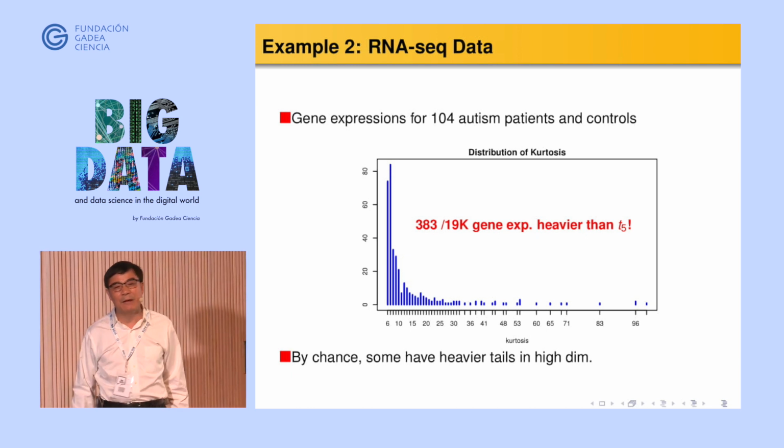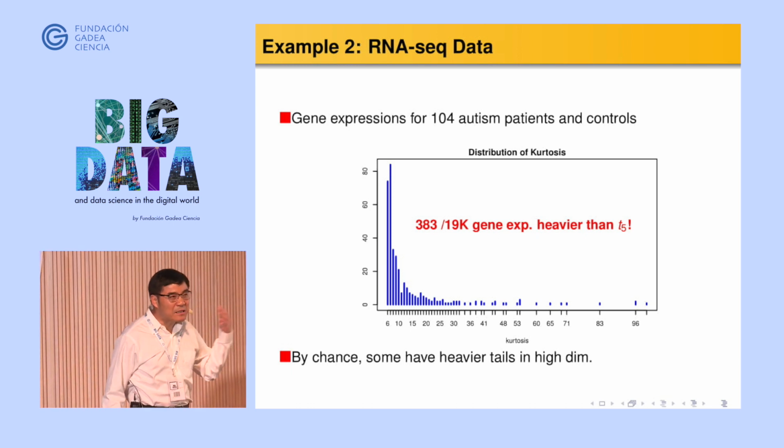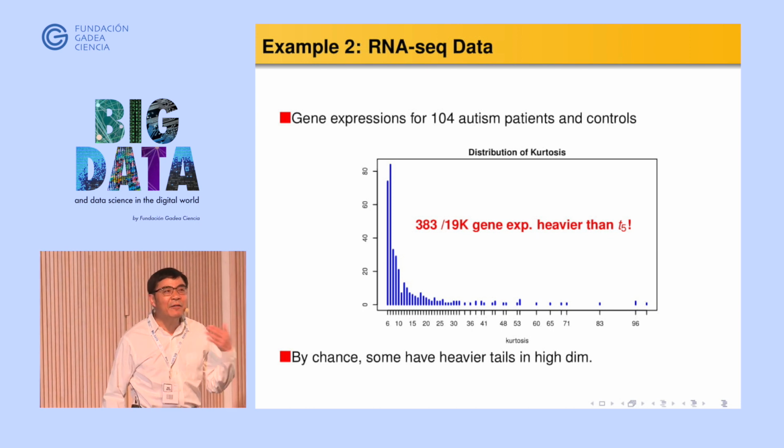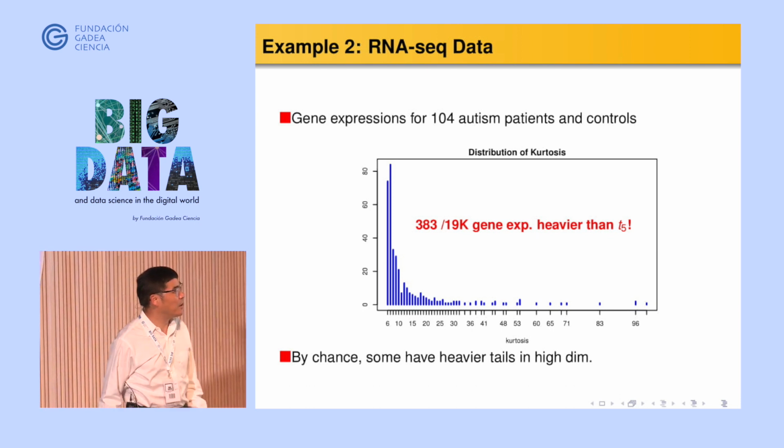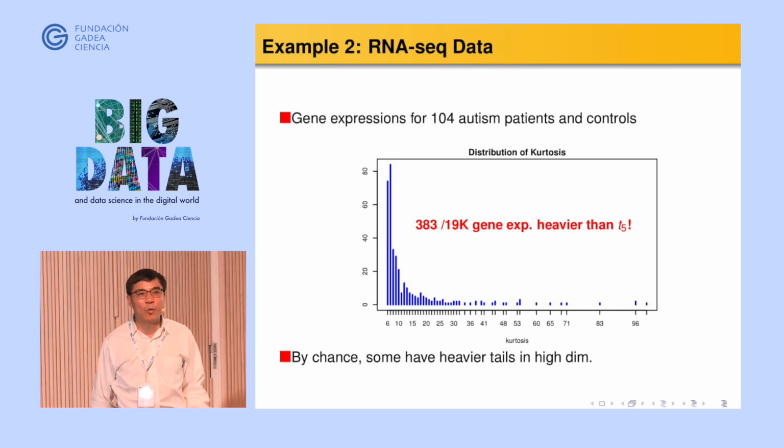So I have more examples. Again, one third of protein expressions will have heavy tails even after log transform and so on. But I think my story should stop here, right? Now the question is, how do we deal with this?